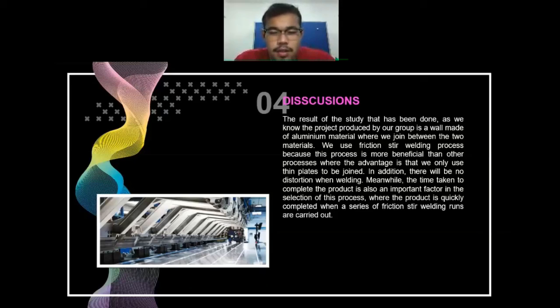In addition, there will be no distortion when welding. Meanwhile, the time taken to complete the product is also an important factor in the selection of this process, where the product is quickly completed when a series of friction stir welding runs are carried out.